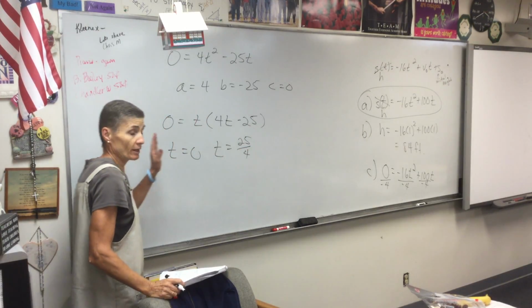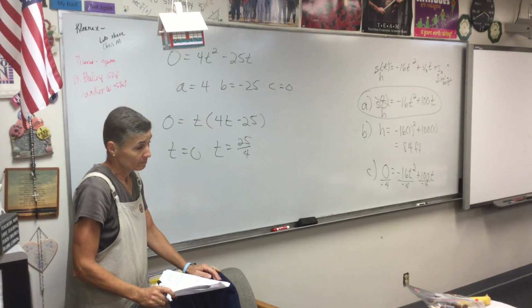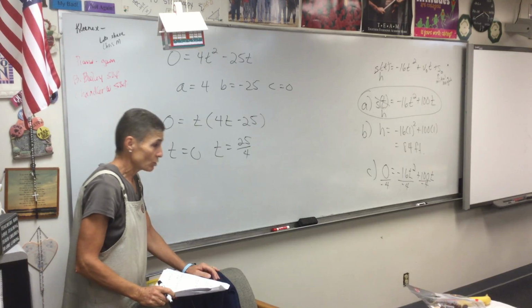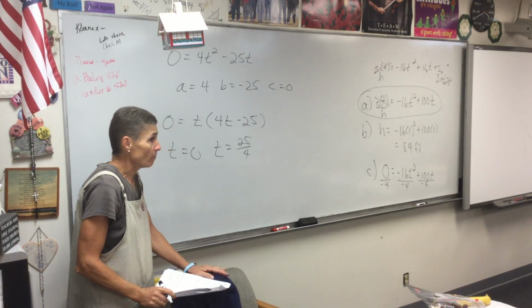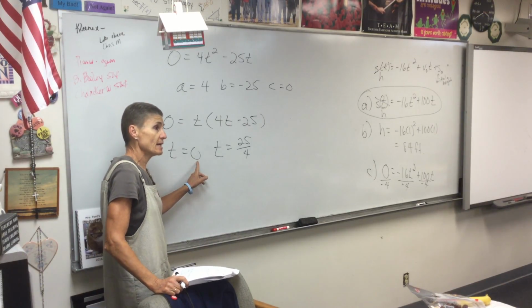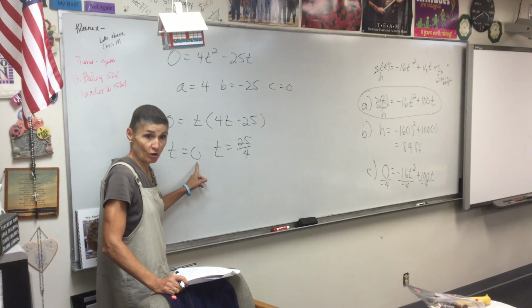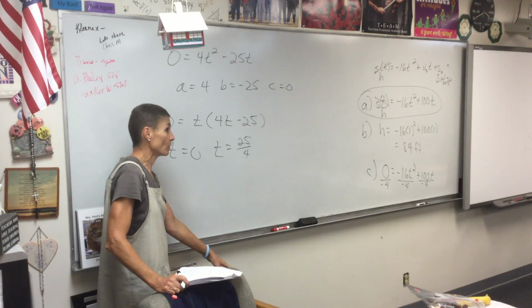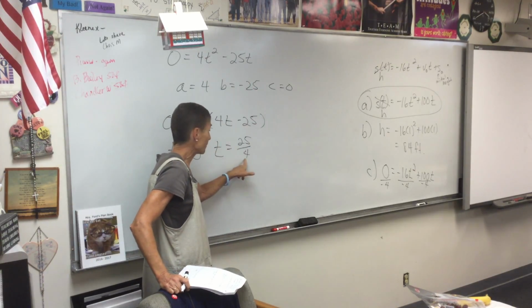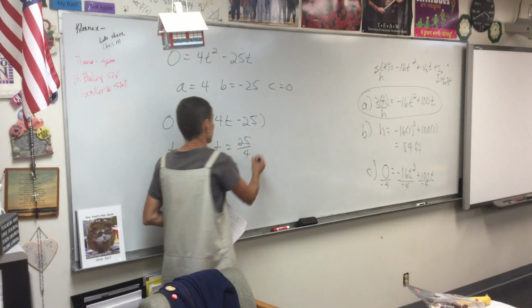Now, you are going to get the same answers if you use the quadratic formula. Now, what was the question? When is the ball on the ground? Does it make sense that one of the answers is 0? Yes, because remember, the ball started on the ground. So at time 0, at the very beginning, it's on the ground, and then it goes up and comes down again at 25/4, and those are seconds.